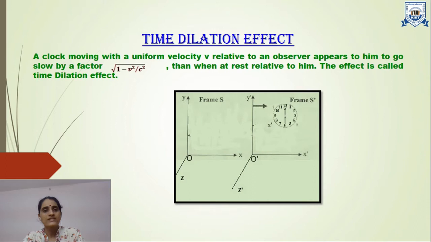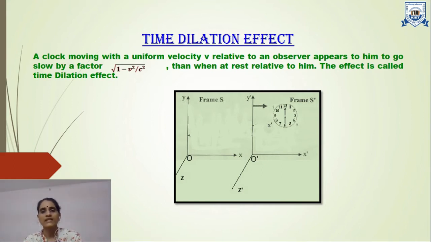So now the question arises, what is time dilation? Time dilation means lengthening in the interval of time. When a clock moving with a uniform velocity v relative to an observer appears to him to go slow by a factor of root 1 minus v square by c square, compared to when it is at rest relative to him, this effect we call the time dilation effect.